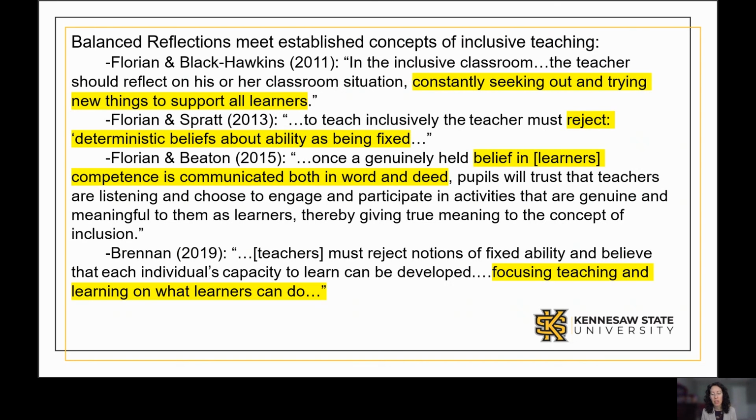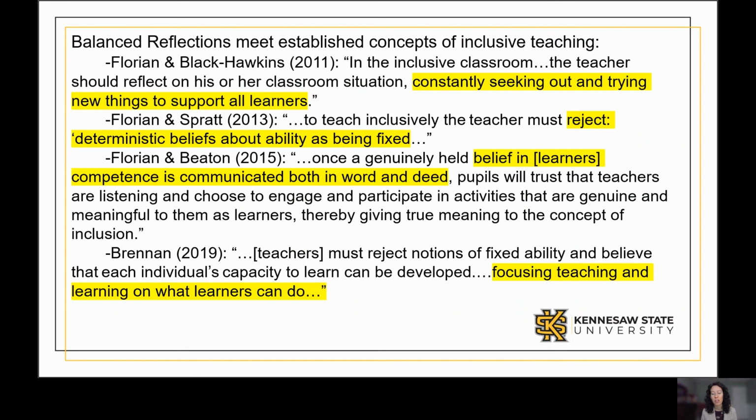From 2015, it's important teachers are communicating belief in their learners about their competence, both in word and deed. Again, this is where feedback comes into play. You can record or you can write feedback to the students expressing your belief in them. And sometimes that's all it takes, is somebody who believes in them and believes that they can do well for the learners to have the encouragement and motivation to progress.